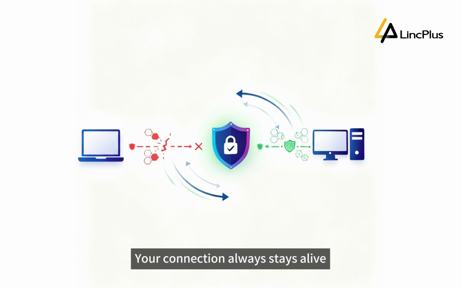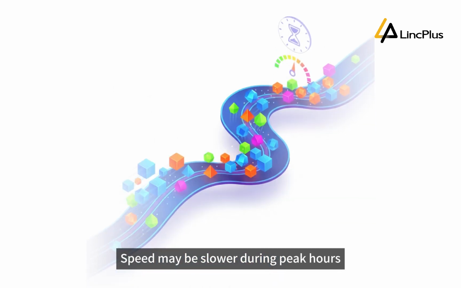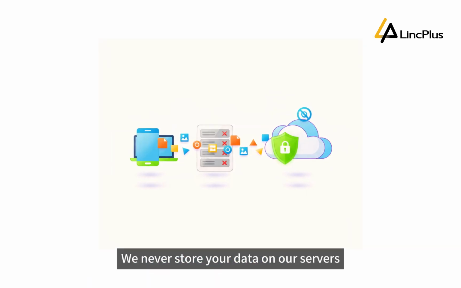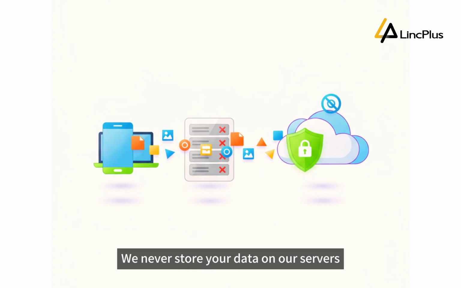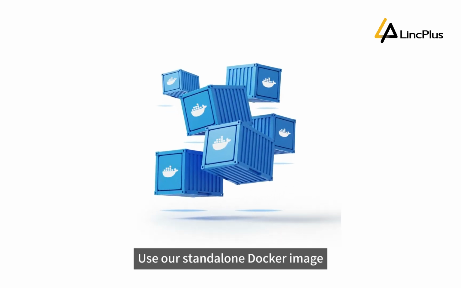Your connection always stays alive. In relay mode, we provide limited bandwidth. Speed may be slower during peak hours. We never store your data on our servers. Your privacy is guaranteed. On Unraid and Docker, use our standalone Docker image.